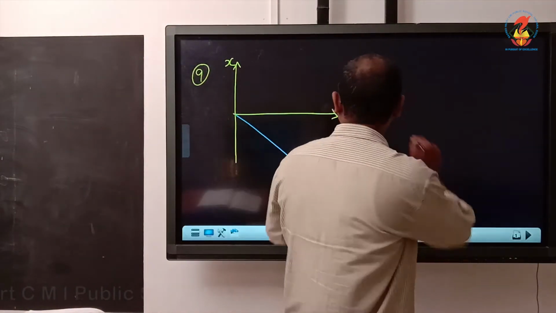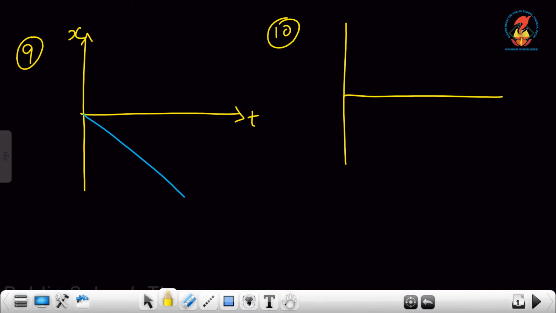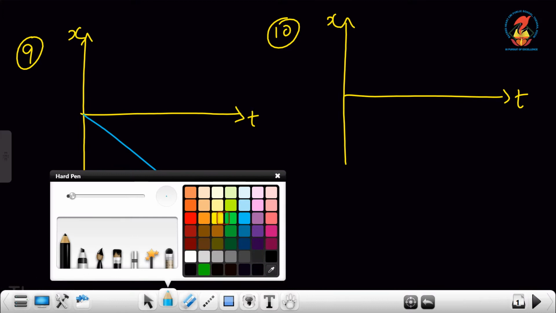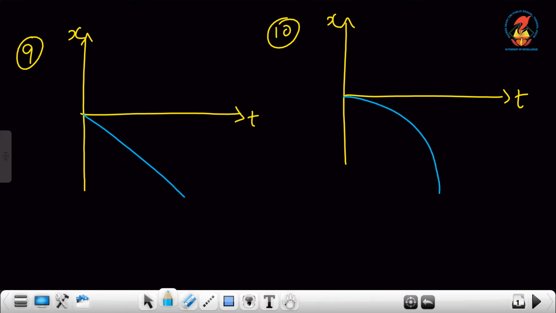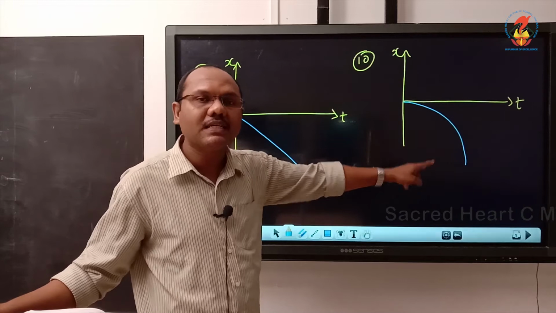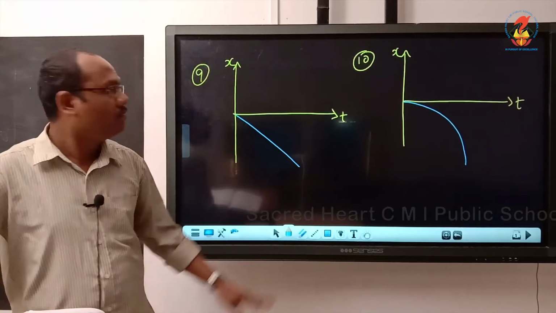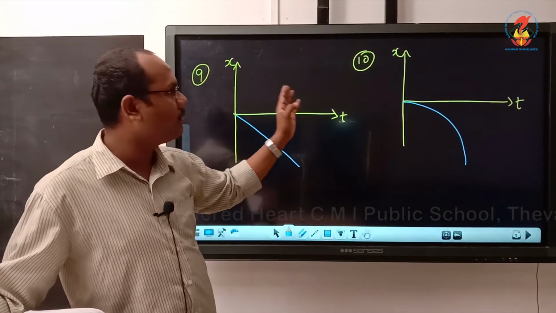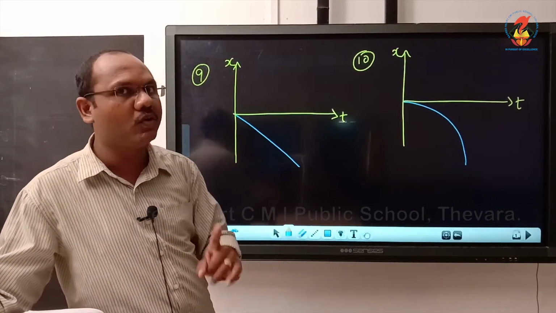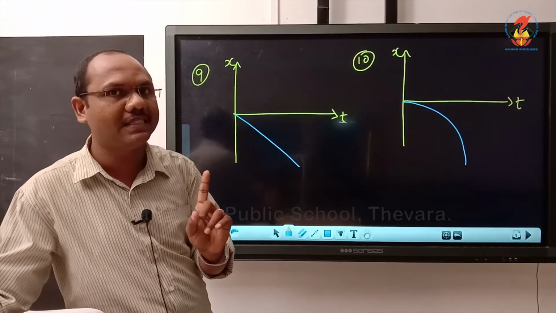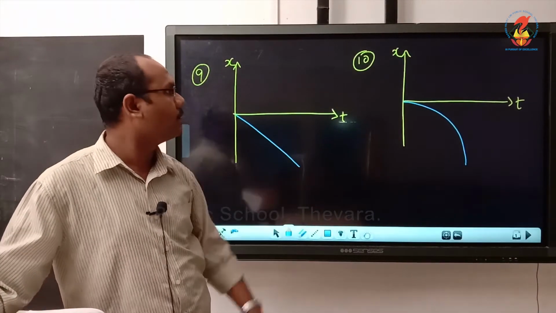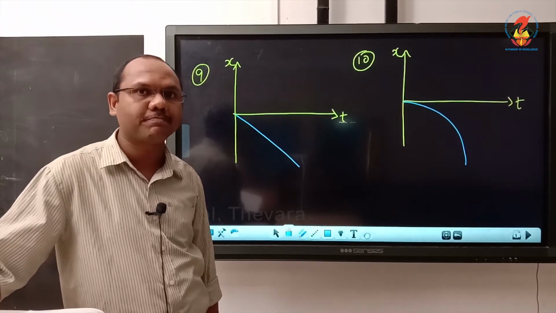Now see the 10th graph. What can you say about this? Here the slope of the graph is increasing. So you can say the body is accelerating in the negative direction. These graphs, 9th graph and 10th graph, are applicable only to displacement time graph, not to distance time graph. So accelerating in the negative direction.